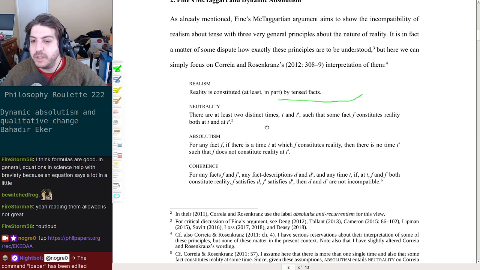Neutrality. There are at least two distinct times, t and t prime, such that some fact f constitutes reality both at t and at t prime. So something's happening over time, basically. There's two times, and some fact constitutes reality both now. So it was snowing and it is snowing now. I guess you could say the snow has continued.